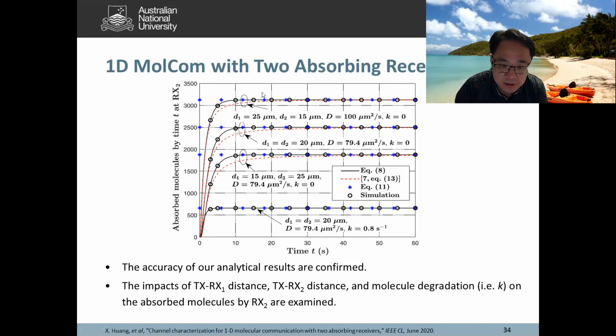And then in this figure, we show the impacts of the transmitter to receiver 1 distance, the transmitter to receiver 2 distance, which means D1 and D2, and the molecule degradation, which is the value of K, on the absorbed molecules at the second receiver. So we plot these different cases by examining the impacts of different distances and different molecule degradation coefficients on the performance. And it will give us some insights. We have provided a description of these insights in the letter.